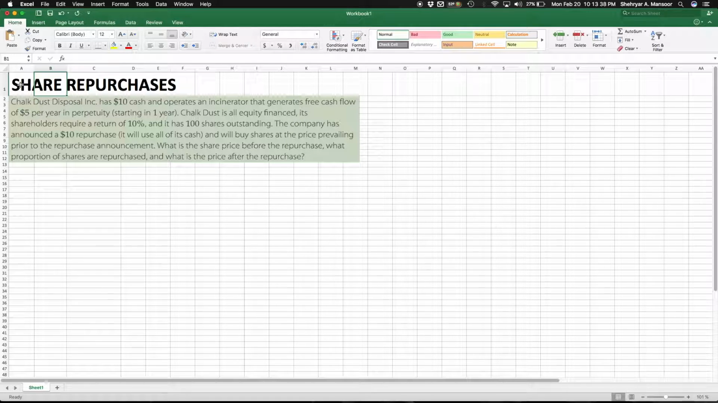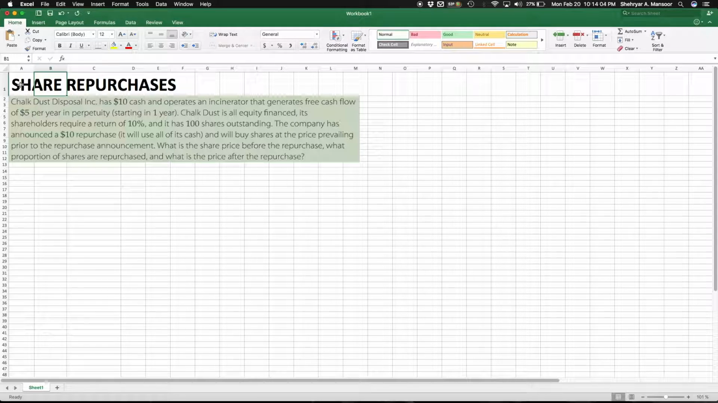It's all equity financed. Its shareholders require a rate of return of 10%, and there are 100 shares outstanding. The company just announced a $10 share repurchase, and it'll use all of its cash. It will buy the shares at the prevailing price prior to the repurchase announcement. So what is the share price before the repurchase? What proportion of shares are repurchased? And what is the share price after the repurchase?